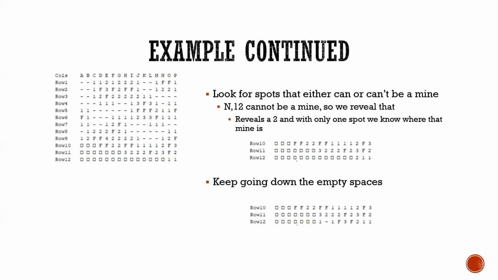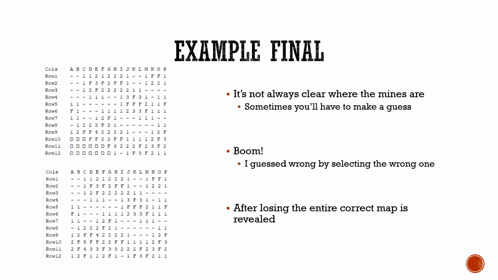I go all the way down the row until I wind up in this situation. And I made a guess. My guess was wrong. So I lost the game. And after losing the game, it reveals the correct map. So you can see exactly where you went wrong.